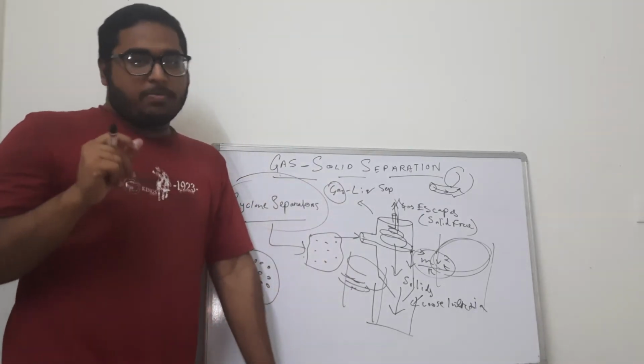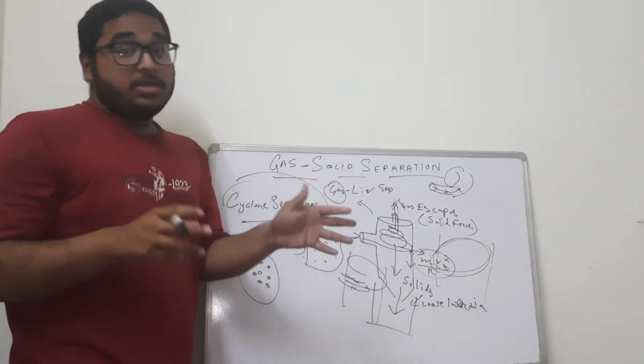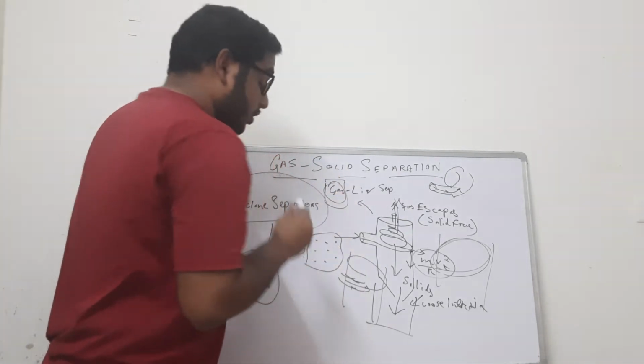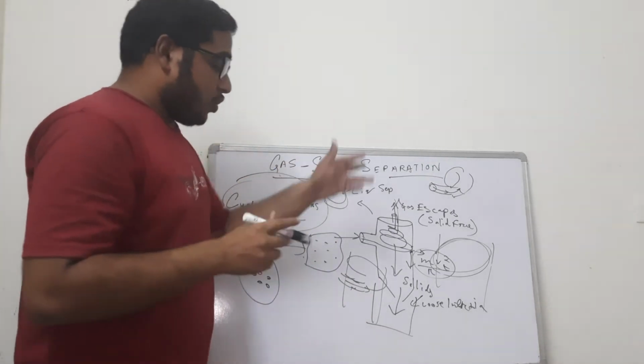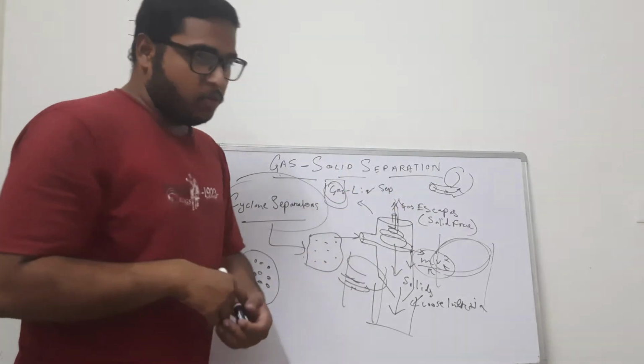So this is one of the methods wherein we separate solid or liquid droplets from the gas, where gas is the primary or major medium. The liquid or the solid is the secondary medium, which is present in minority. We need to separate that out.